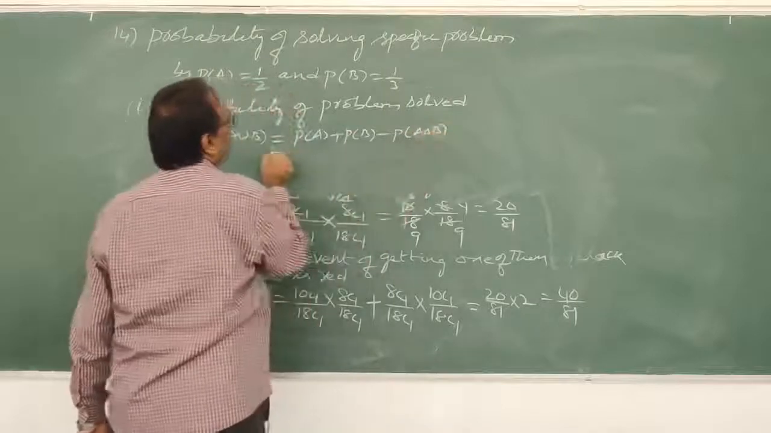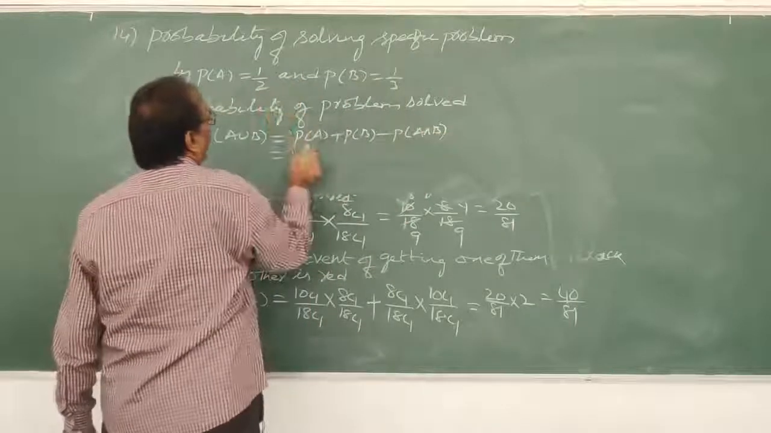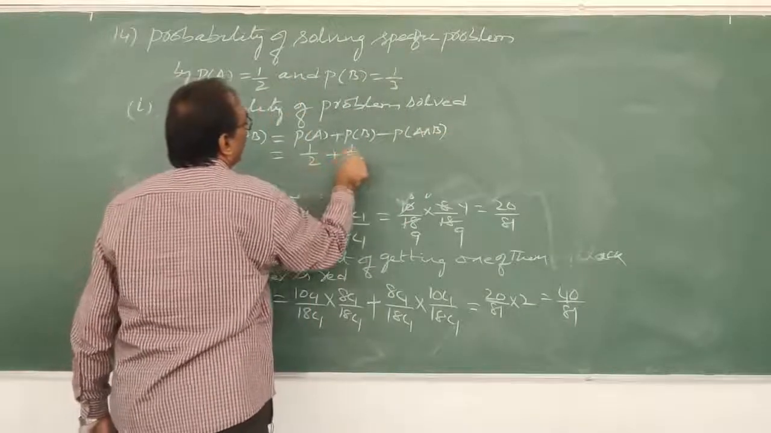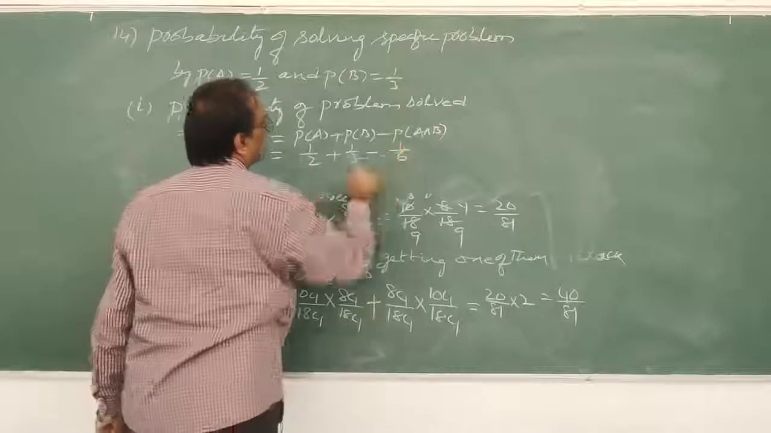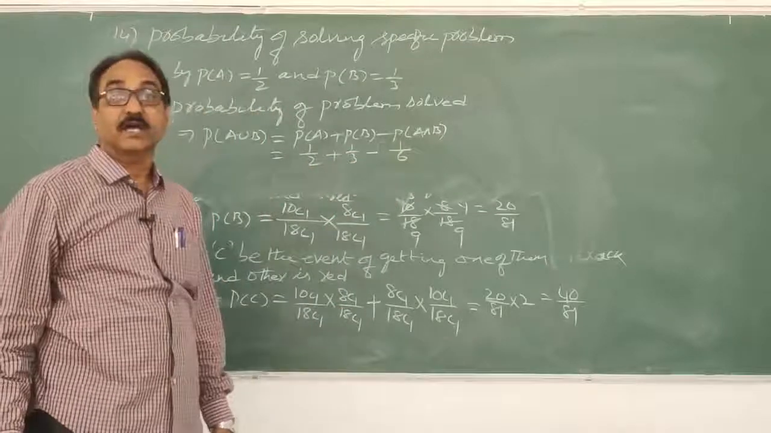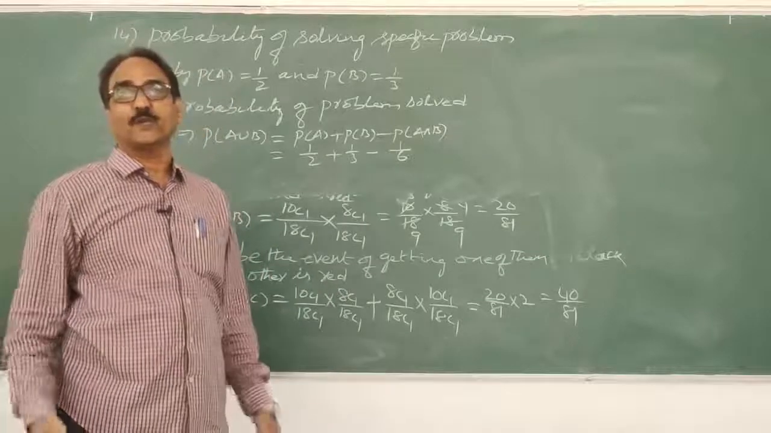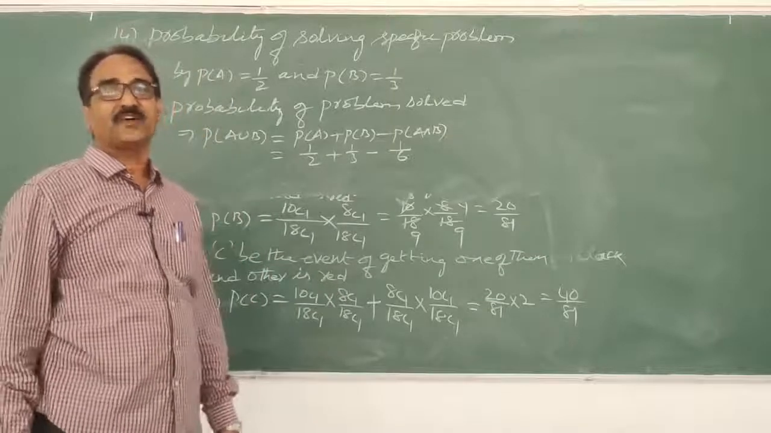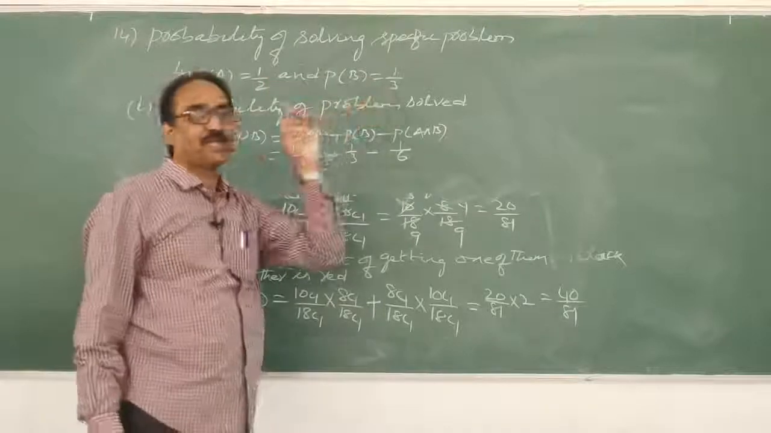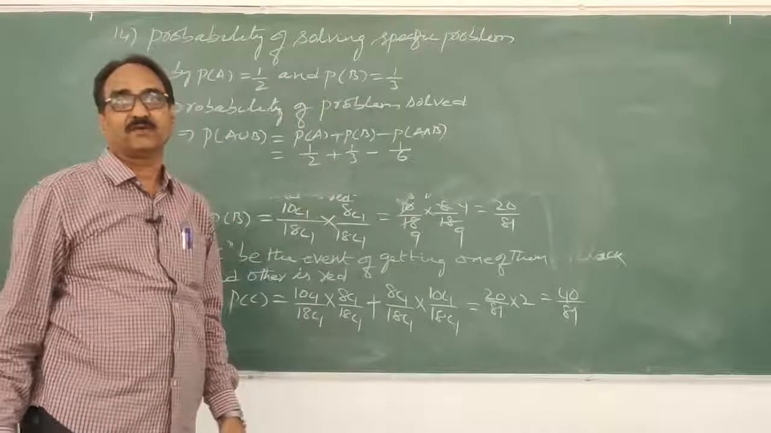Now tell me, what is P of A? Here already it is 1 by 2. What is P of B? 1 by 3. What is P of A intersection B? 1 by 6. How do you know, sir? They are independent. Independent means the intersection is the product, P of A into P of B, 1 by 2 into 1 by 3. Brain must be sharp.